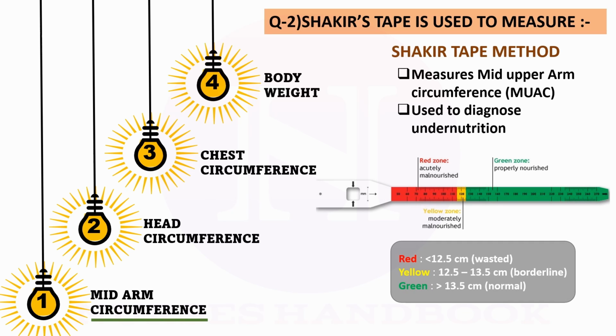The scale has 3 color markings, that is red, yellow and green. If the measurement is less than 12.5 cm, it comes in the red color, indicative of severely malnourished or wasted. If it is between 12.5 cm to 13.5 cm, it indicates moderately nourished or borderline. If it is more than 13.5 cm, it means properly nourished.